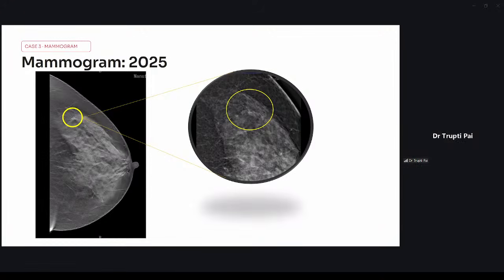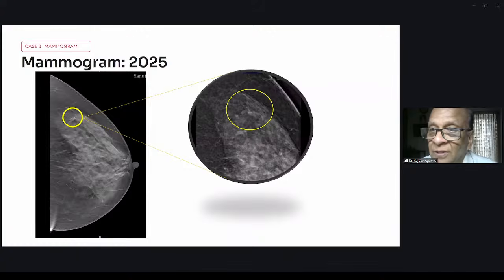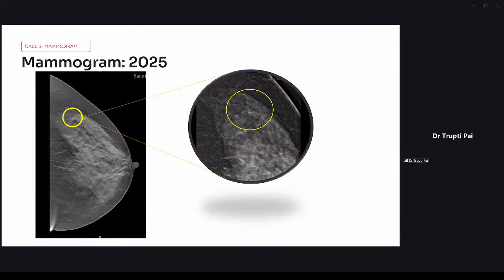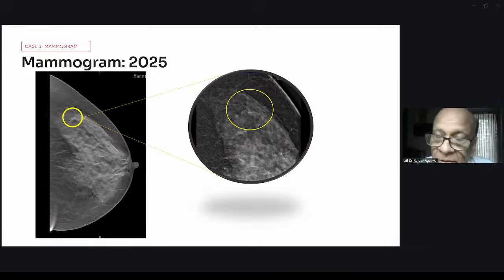And previously, the VAC that was done showed high-grade DCIS, hormone receptor negative. HER2 positive. No, not HER2 positive. So it's like triple negative. Triple negative. Okay.